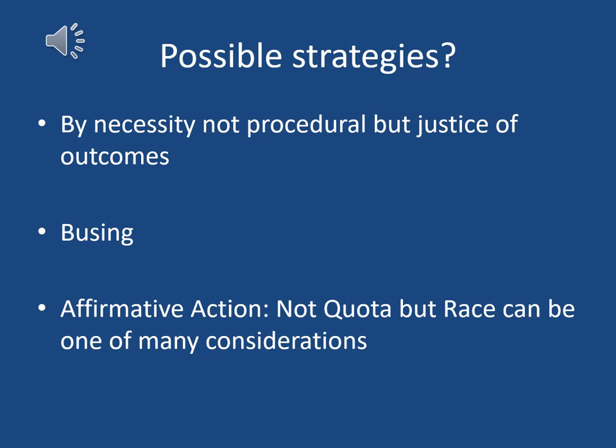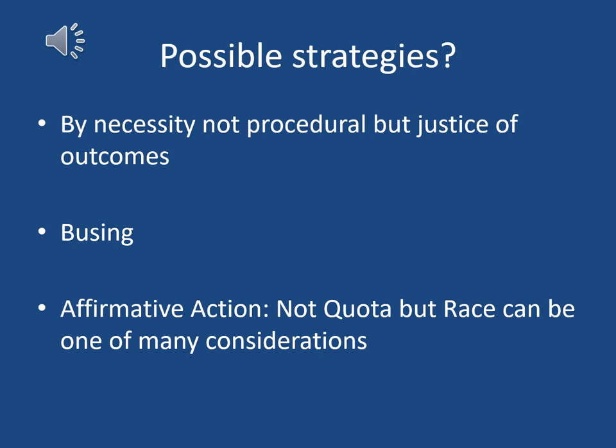An attempt was made to use busing to get African-American students to more affluent schools in white neighborhoods and to get white students to more poor schools in African-American neighborhoods so as to force societies to increase funding. It completely failed. And another attempt was affirmative action. And affirmative action is very misunderstood in America. Affirmative action in America is not a quota system, because a quota system would be constitutionally illegal.